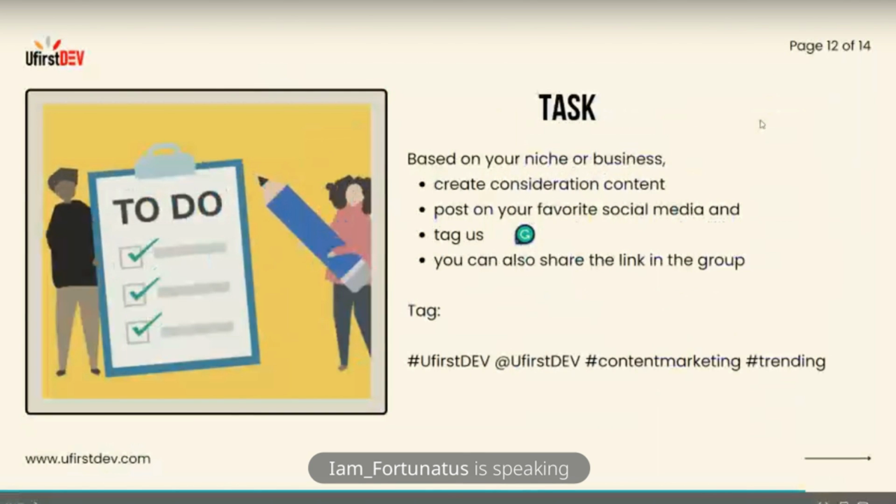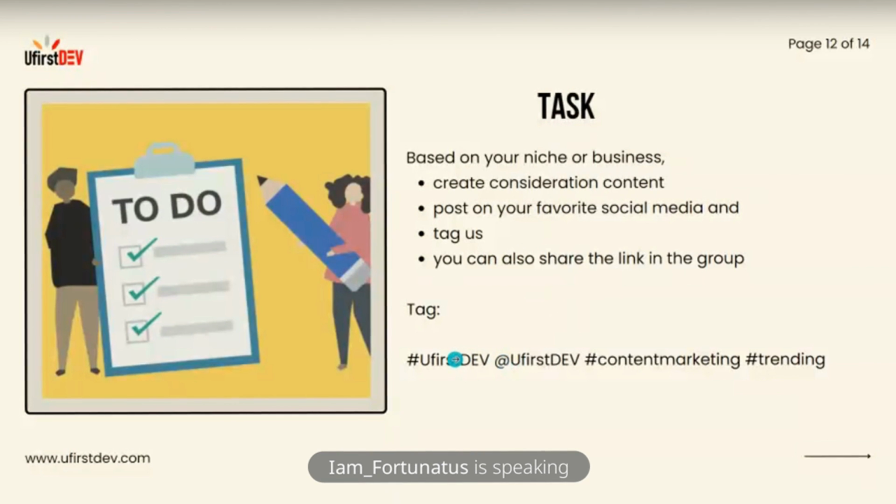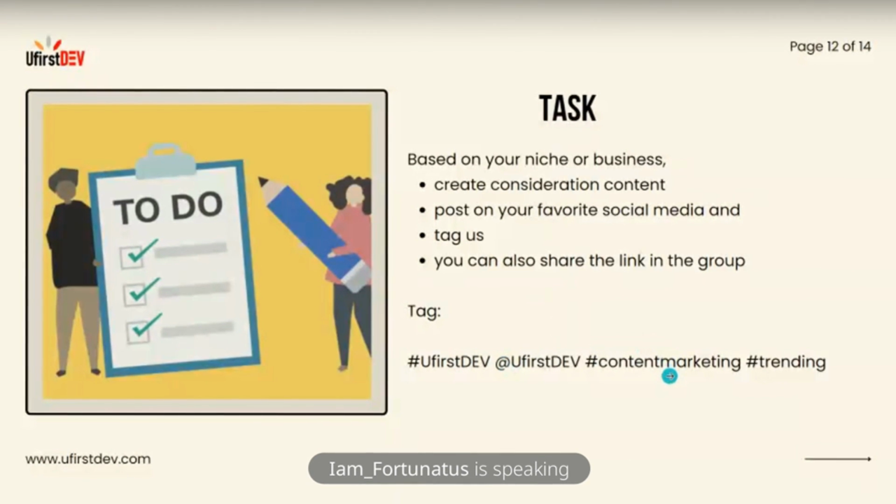Create a consideration content, post it on your favorite social media, and tag us. You can also share the link in the group. A lot of people are posting it on social media, but you are not using the hashtag. There's no way I can actually see it, because I need to see it and then make necessary corrections, either if there is need for correction or to encourage you. So you have to use all those tags.